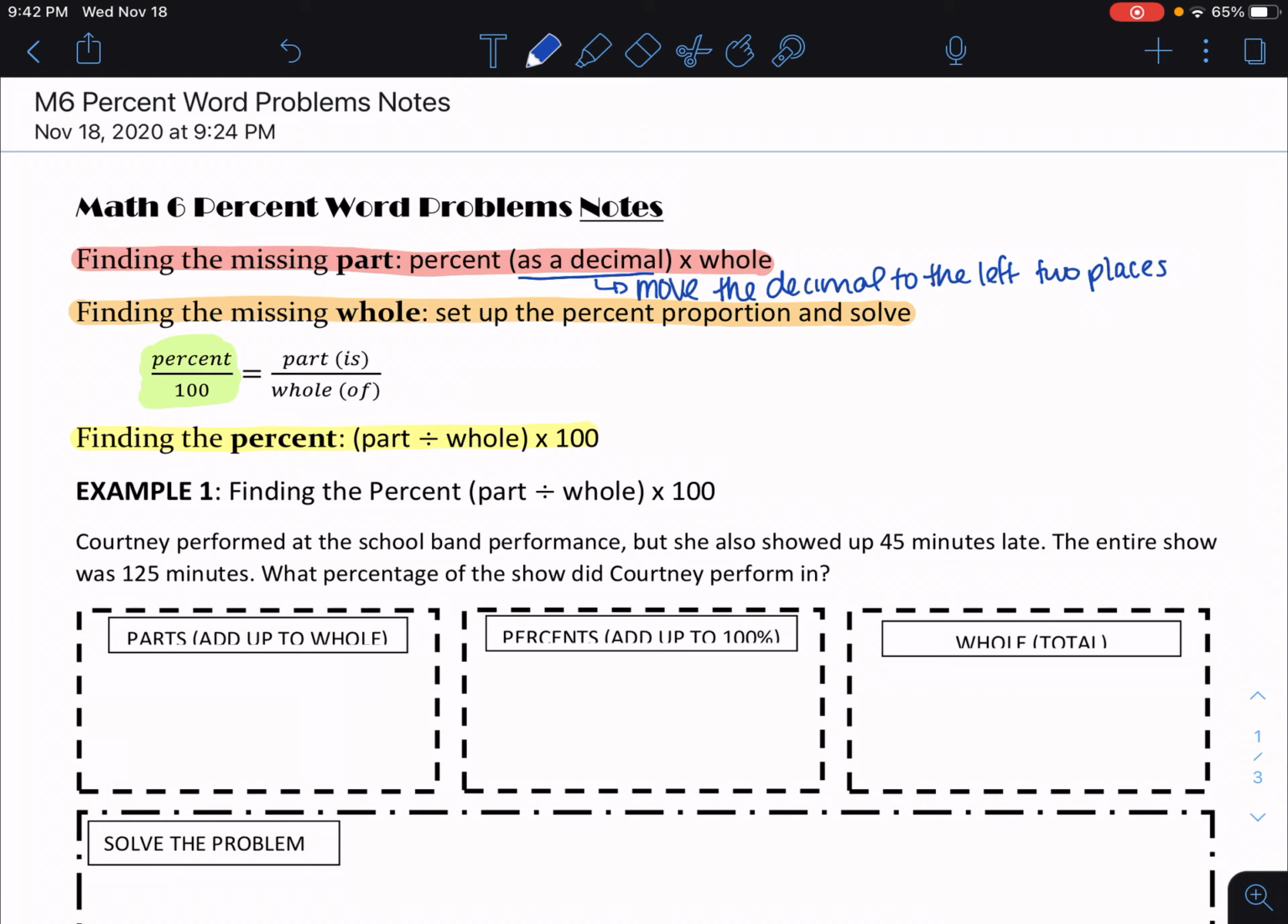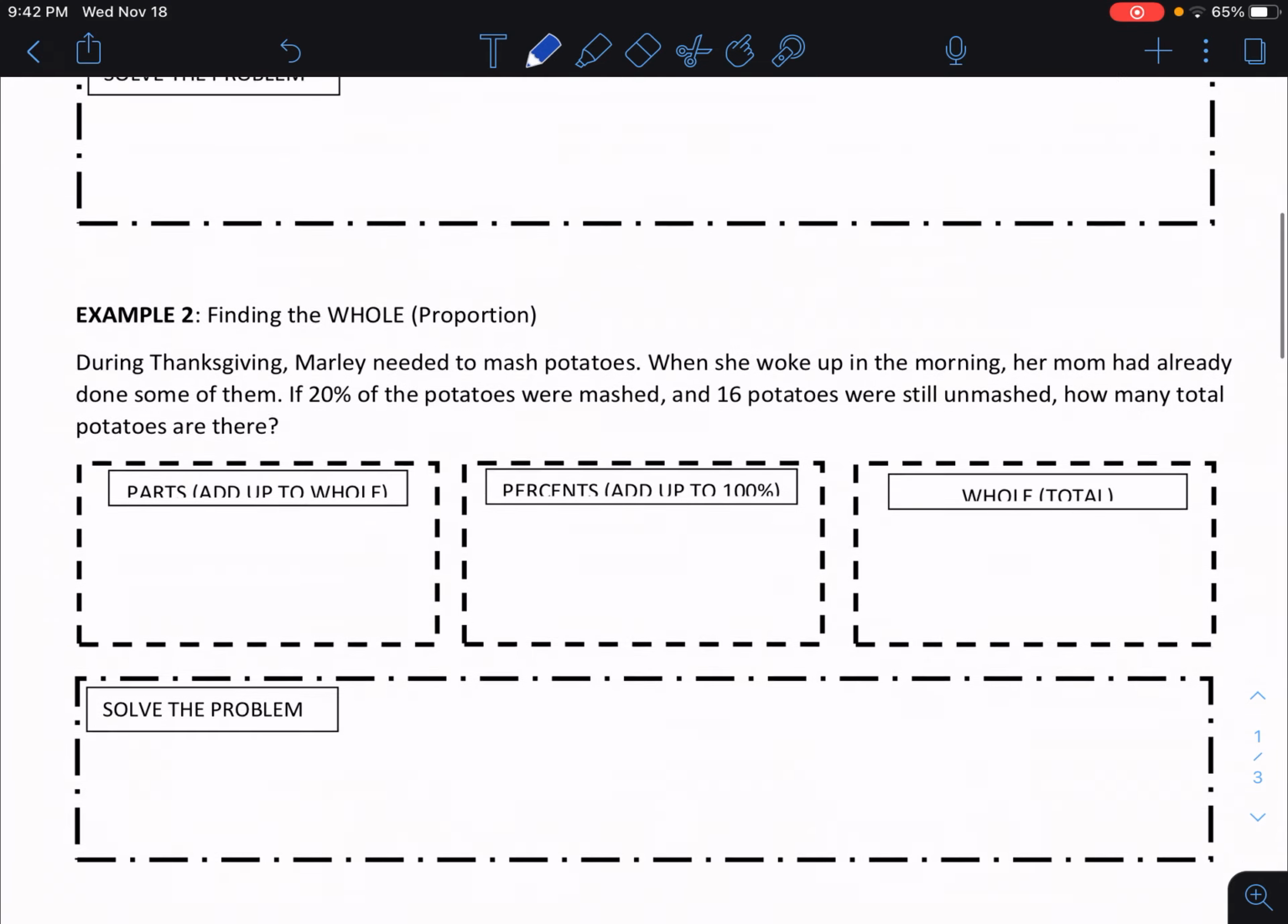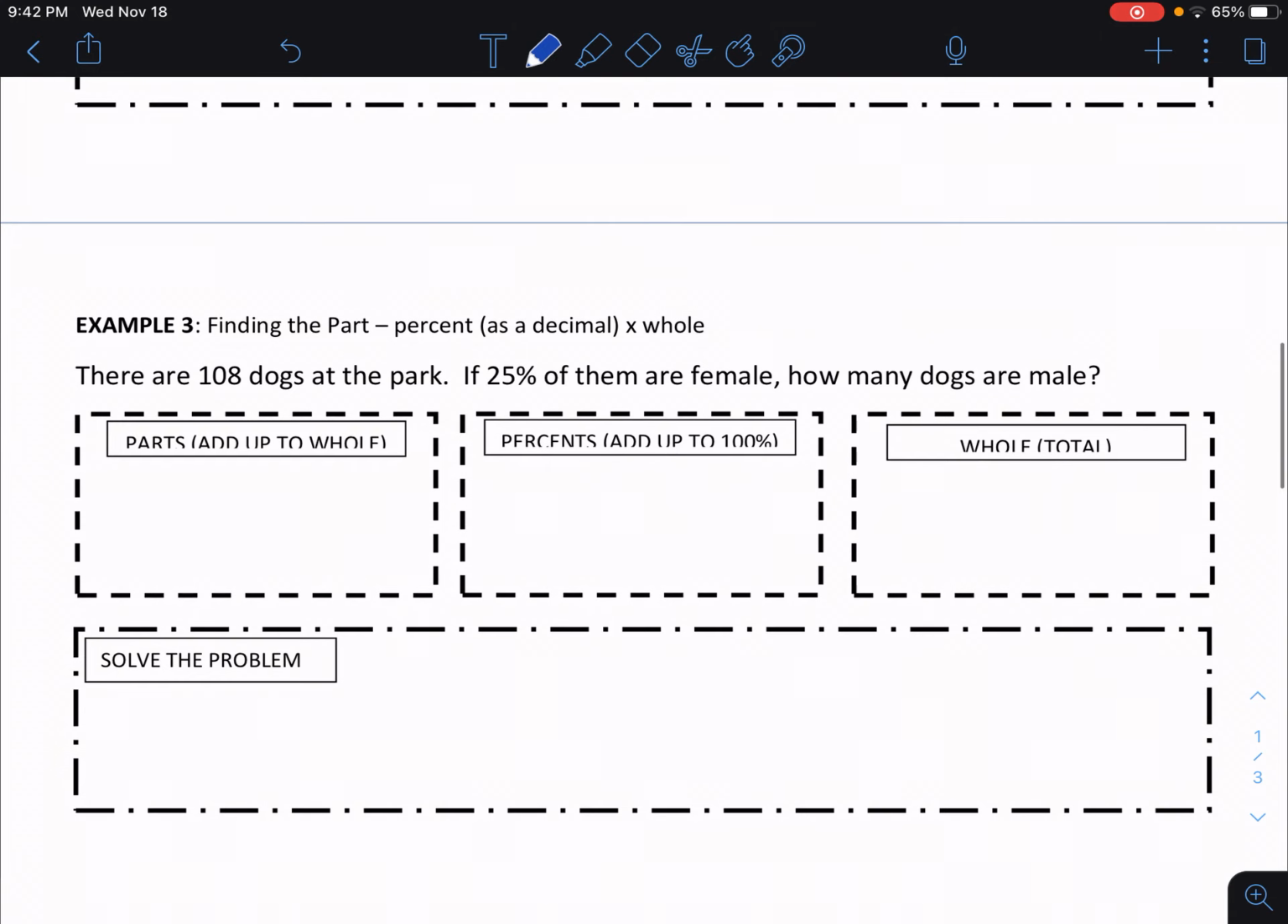So in our notes today, I have an example of each one, and you'll notice that in the example, I list what kind of problem it is, and then what you're going to do to solve that. For finding the percent, you are allowed to use a calculator. And for finding the part, you are also allowed to use a calculator. So this is a calculator allowed question.